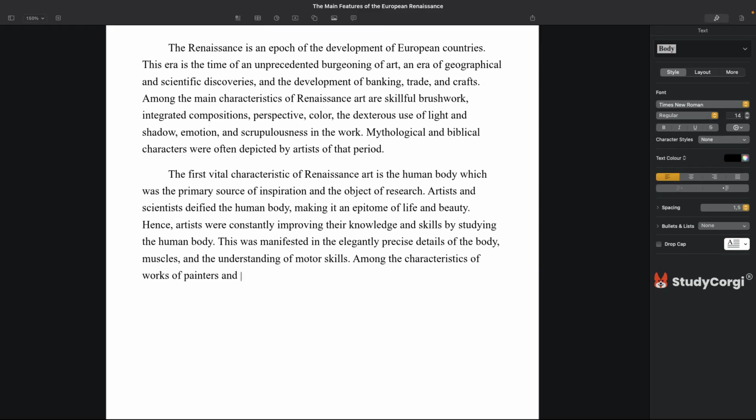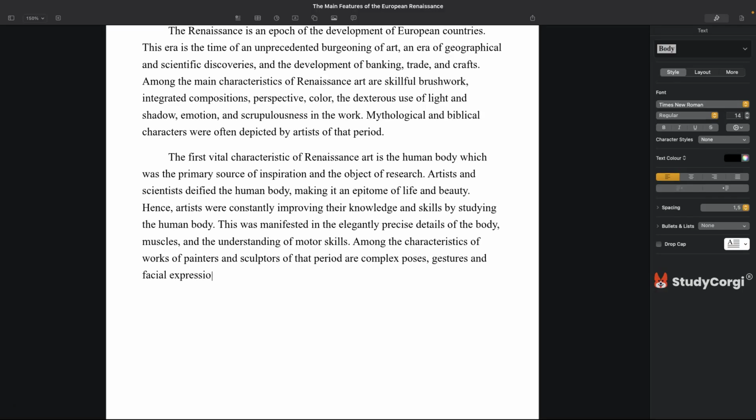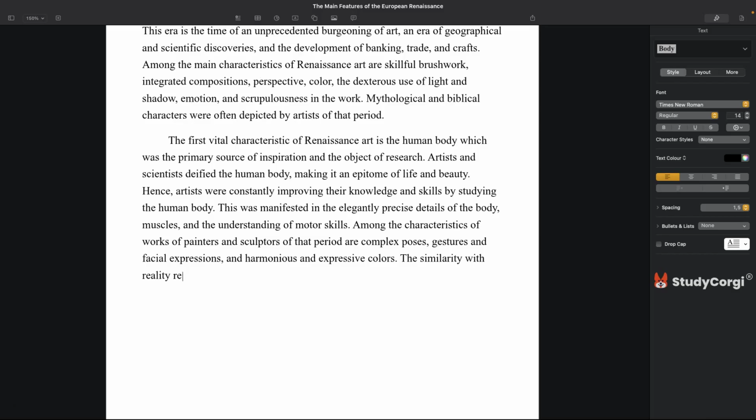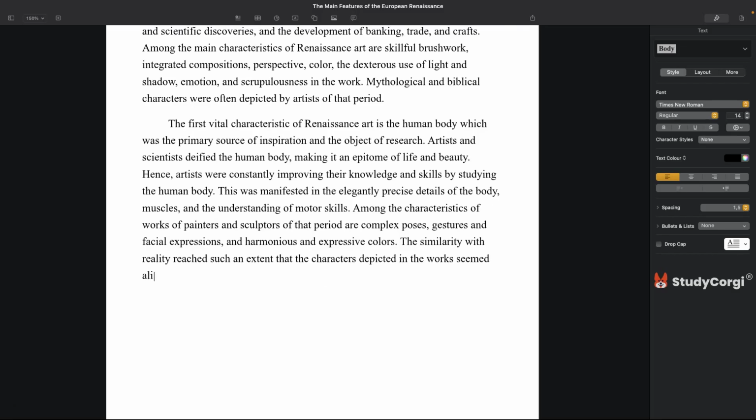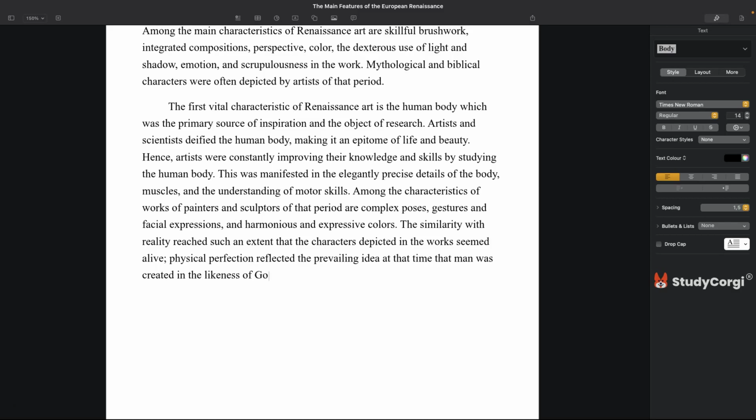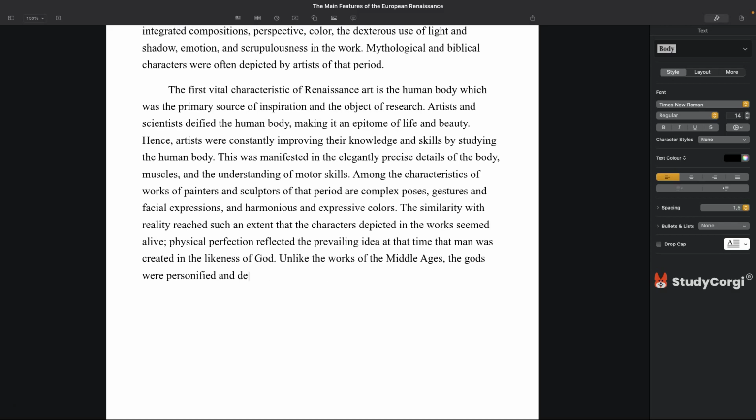Among the characteristics of works of painters and sculptors of that period are complex poses, gestures and facial expressions, and harmonious and expressive colors. The similarity with reality reached such an extent that the characters depicted in the work seemed alive. Physical perfection reflected the prevailing idea at that time that man was created in the likeness of God. Unlike the works of the Middle Ages, the gods were personified and depicted as people, with features that were inherent in man.